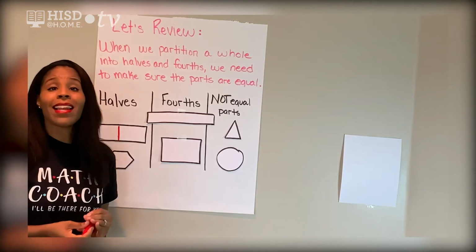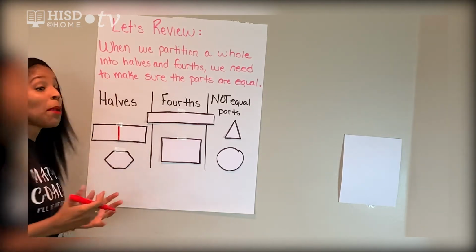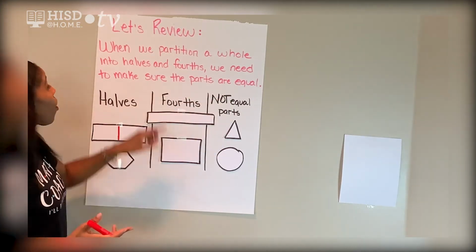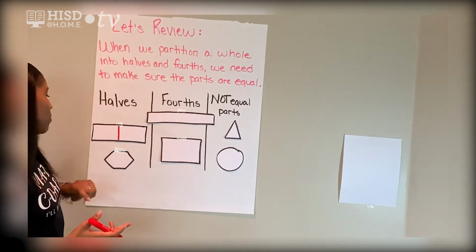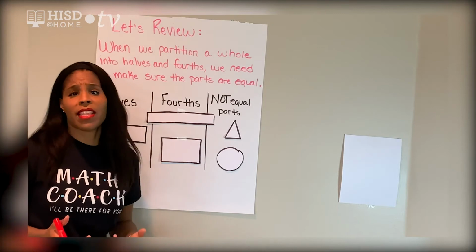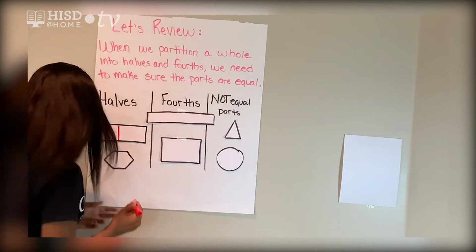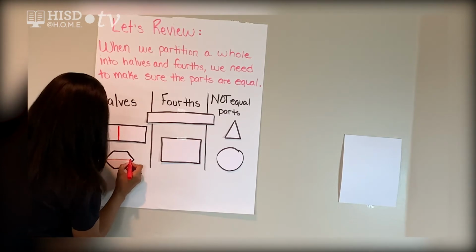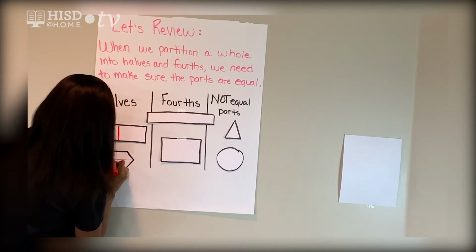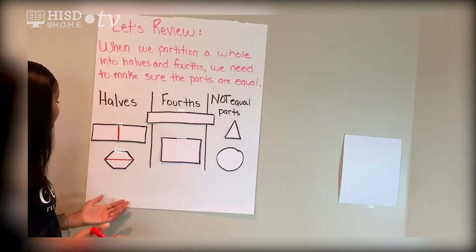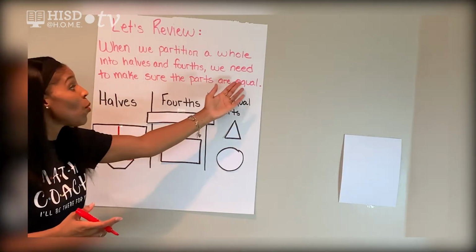So me drawing a line down the center is me partitioning this rectangle into equal parts. So I'm partitioning it into halves. Now, I want to take this hexagon and partition this hexagon as well into halves. So now my hexagon is 2 halves. Those are 2 equal parts.